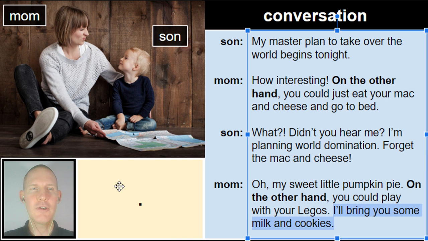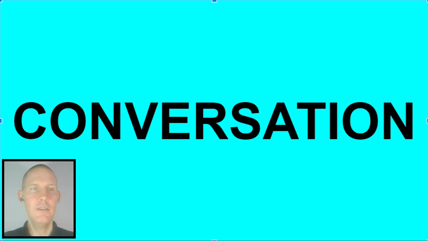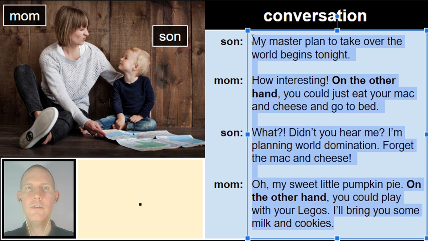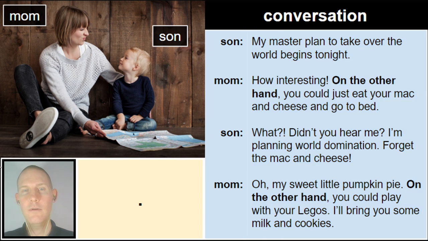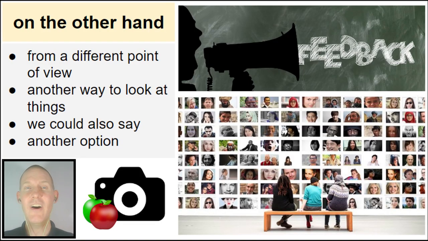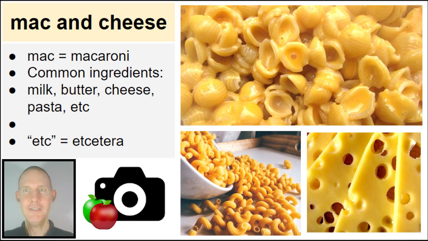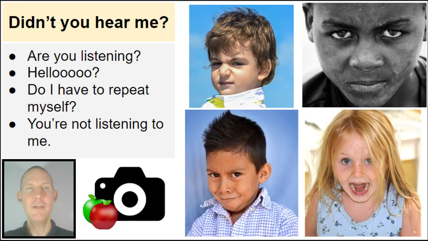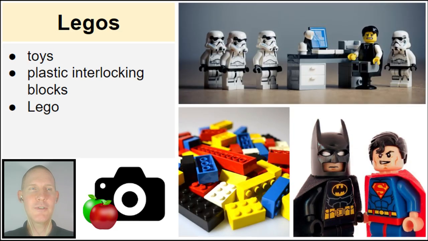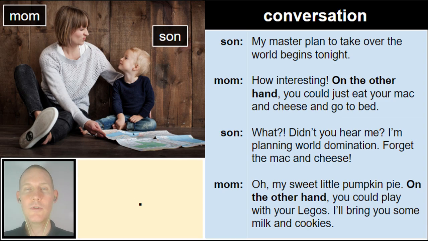All right, so let's continue with our lesson. We did this conversation. I'm going to read it one more time at regular speed so we can see how it flows, right? Because we broke it apart and we talked about all the different parts. We talked about take over the world. We talked about on the other hand, mac and cheese. Didn't you hear me? Pumpkin pie and Legos. So here is the conversation once again.